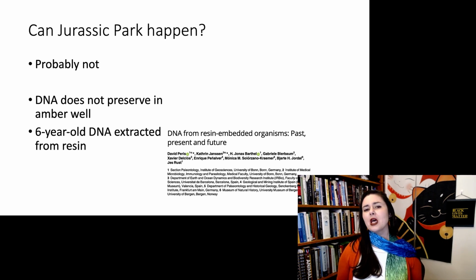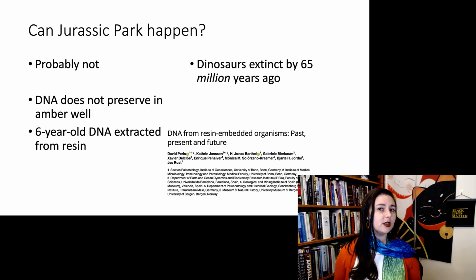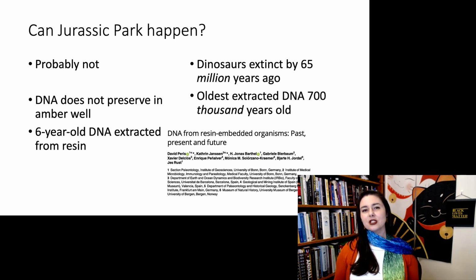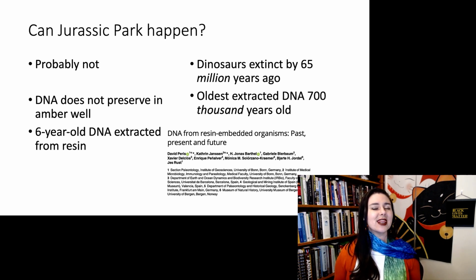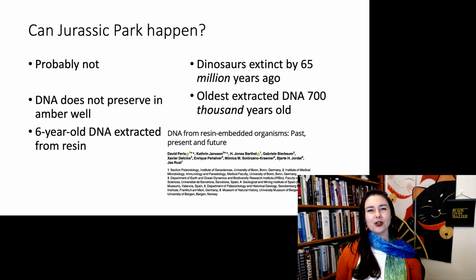And also remember, the dinosaurs went extinct 65 million years ago, so that means all the dinosaurs are older than 65 million years ago. And the oldest ancient DNA we have is only 700,000 years old. So that's a couple orders of magnitude in difference there. I just don't think we're ever going to be able to get DNA from a fossil dinosaur.